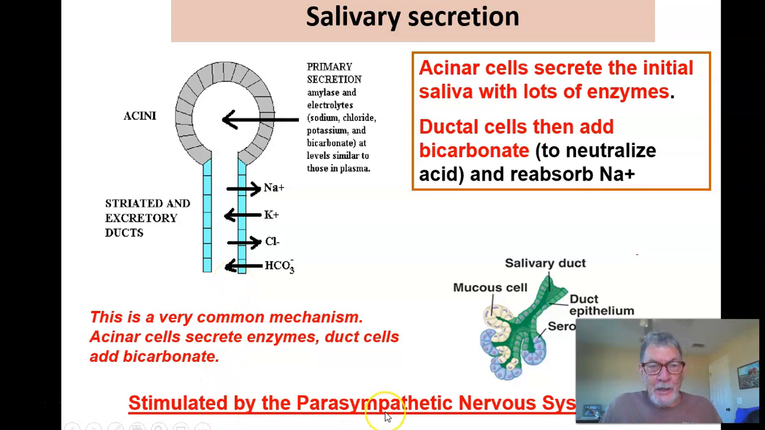Largely stimulated by the parasympathetic nervous system. So if you smell apple pie and your mouth starts watering, it's because your parasympathetic nervous system caused this system to pick up and cause you to start making some extra saliva.